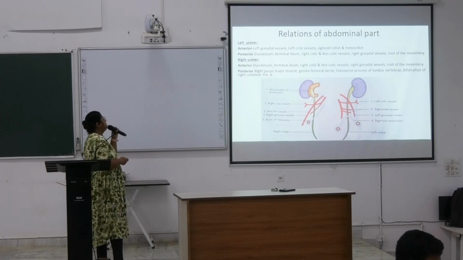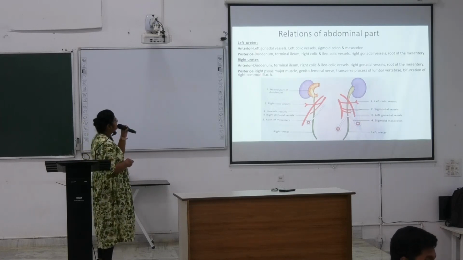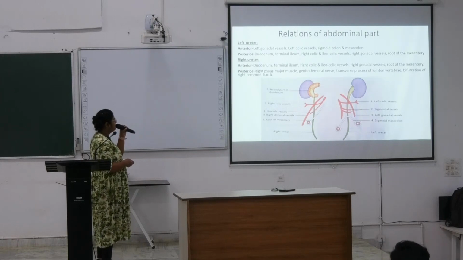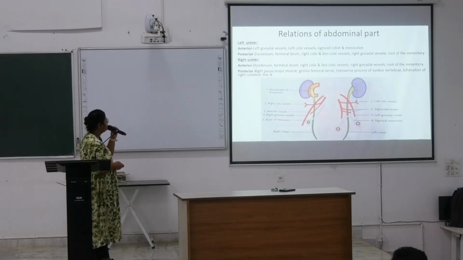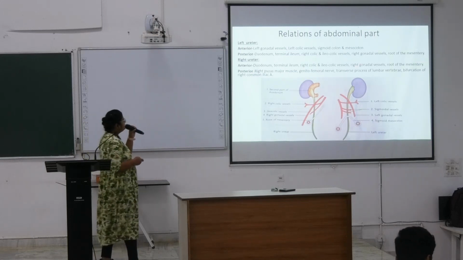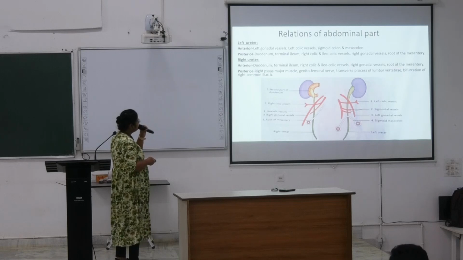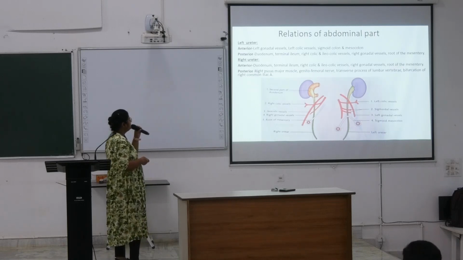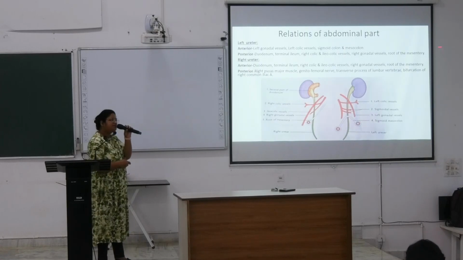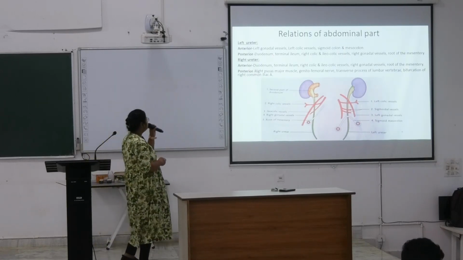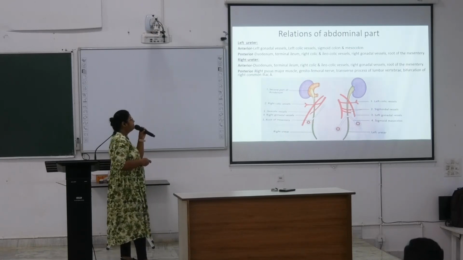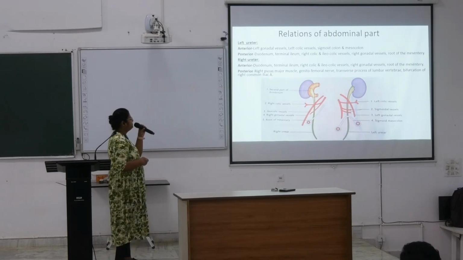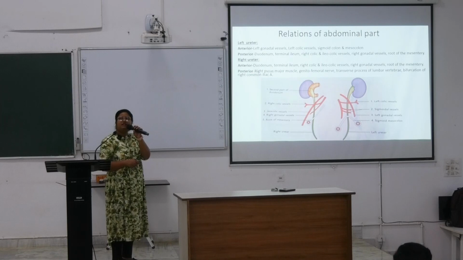These are the relations. And for the right ureter, the anterior relation is the duodenum. See here, this is the second part of the duodenum. Terminal ileum, right colic, ileocolic arteries. Here is the right colic, here are the ileocolic arteries. The right gonadal vessel, and the root of the mesentery are forming the anterior relations of the right ureter. And the posterior relations are the right psoas major muscle, genitofemoral nerve, transverse processes of lumbar vertebrae and the bifurcation of the right common iliac artery.